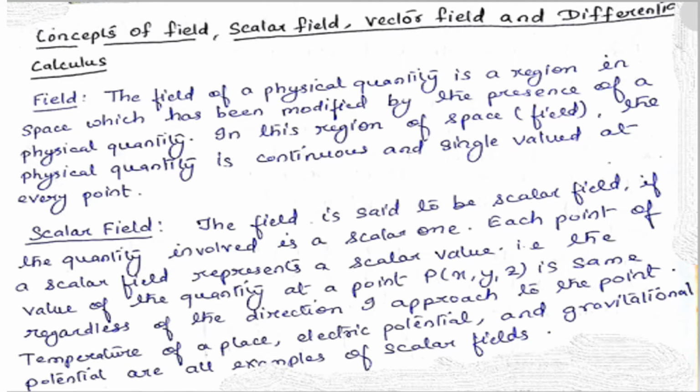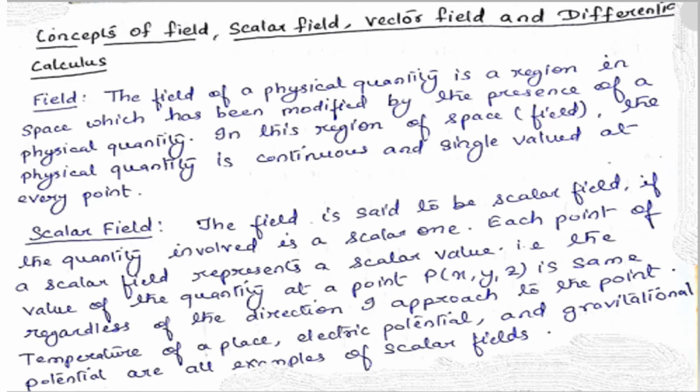So that is the reason we say that in the region of space, that is the field I am talking about, the physical quantity we are taking is continuous and single valued at every point. This is the meaning of this statement: if you talk about the field, the physical quantity within that field is continuous and single valued at every point. Based on that, we are now going to talk about what a scalar field is.